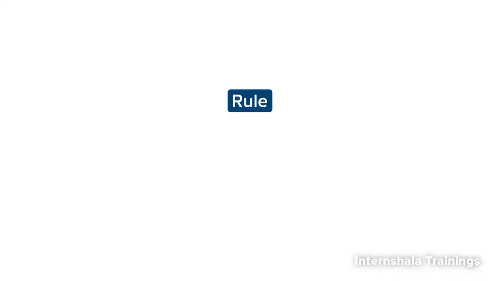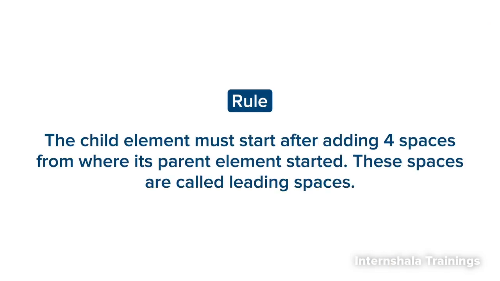So, to make code look more structured and readable, we follow some standards or rules. That is, the child element must start after adding 4 spaces from where its parent element started. You can choose to add spaces as per your own convenience, but make sure it makes the code readable and is uniform throughout. In general, 4 spaces is the most widely adopted practice among web developers. These spaces are called leading spaces. Let's see what we mean by this.